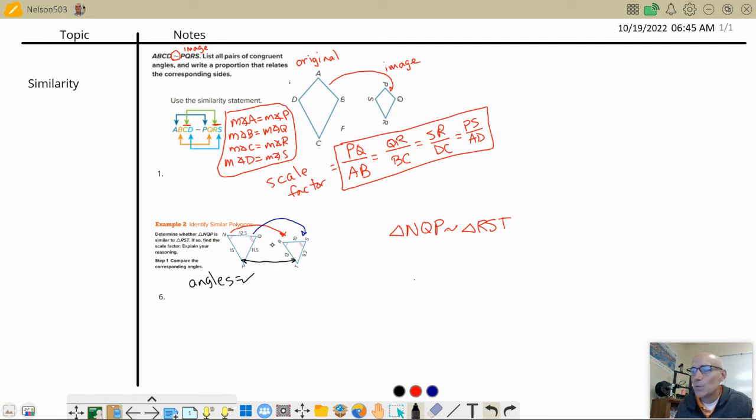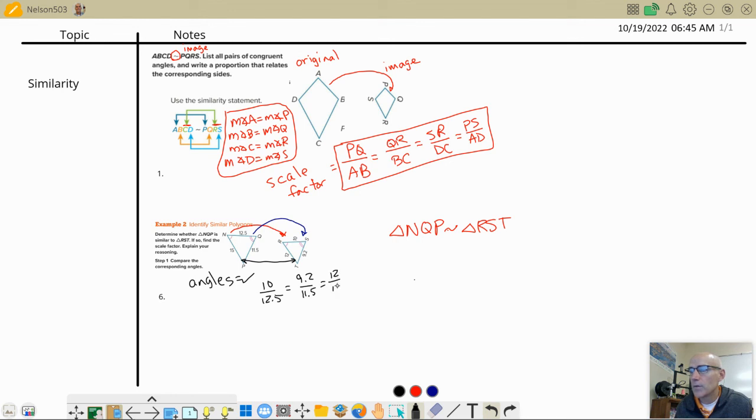How about the sides ratios? Well, let's take 10 divided by 12 and a half. And then I'm going to go 9.2 divided by 11 and a half. And does that equal 12 divided by 15?